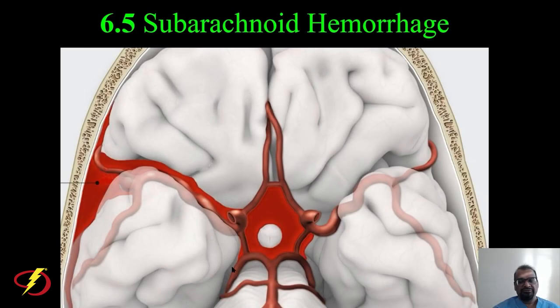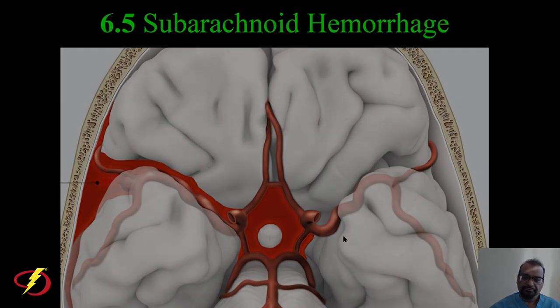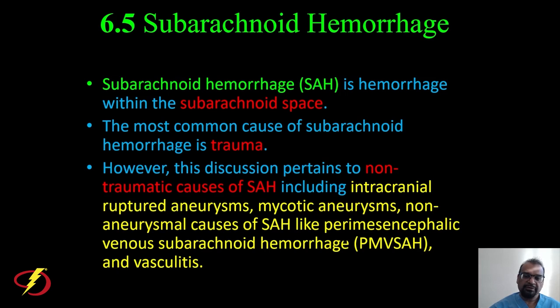So now that we've reviewed intracerebral hemorrhage, let's talk about the other major component of hemorrhagic stroke, which is subarachnoid hemorrhage. Now, subarachnoid hemorrhage can occur with aneurysms. We're going to go over that in more detail. But really, subarachnoid hemorrhage is any hemorrhage that occurs in the subarachnoid space. The most common cause of subarachnoid hemorrhage is trauma.